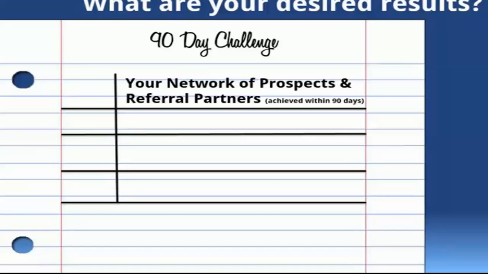Now, what's a pie-in-the-sky number of people that you think, man, if I had this many really key influential decision makers in my network within the next 90 days, my business would really explode in a good way. Think about the number that works for you. Write it down for yourself.